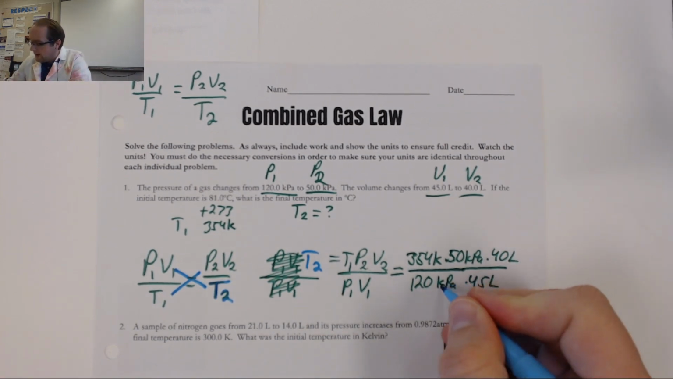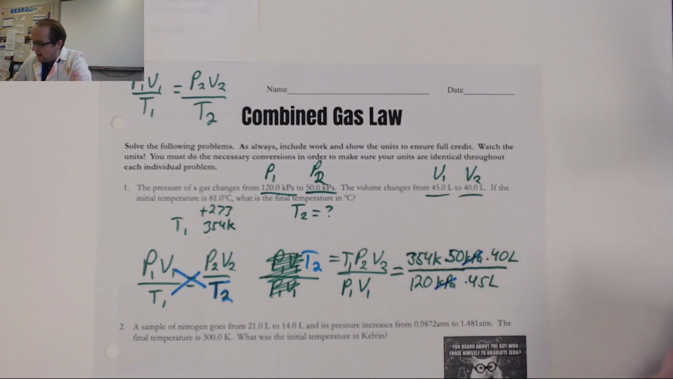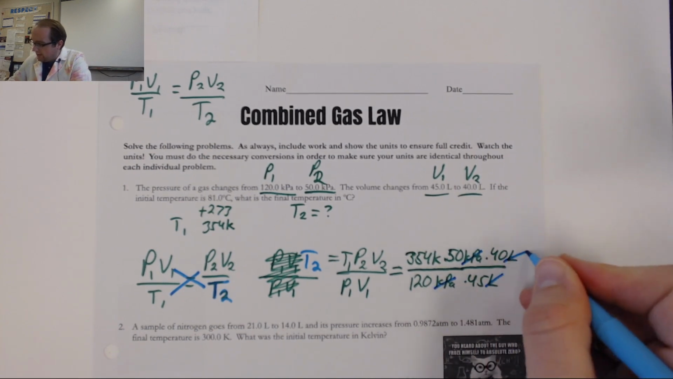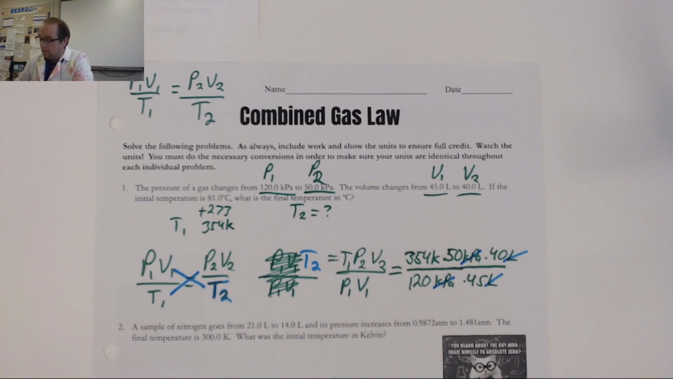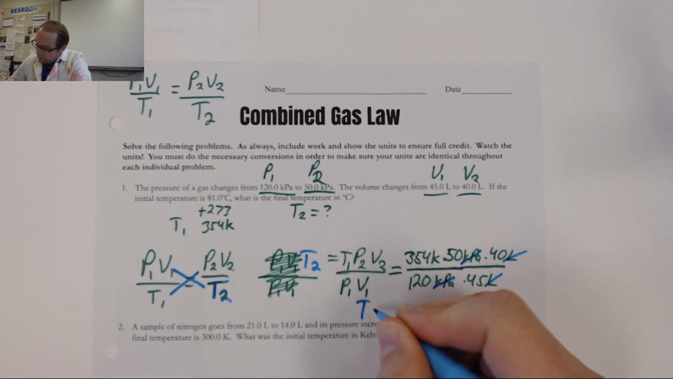Okay? Now that we have our numbers all set up, we can check to make sure our units work out. So kPa cancels with kPa, liters cancels with liters, and I'm left with the temperature unit, which makes sense because I'm looking for that T2. So let's figure out what this is.